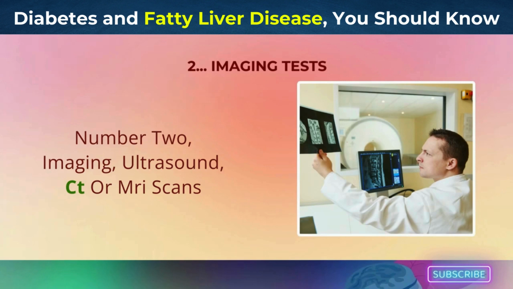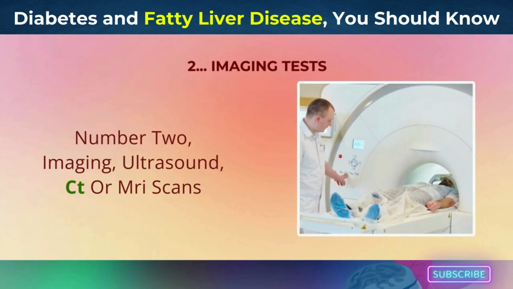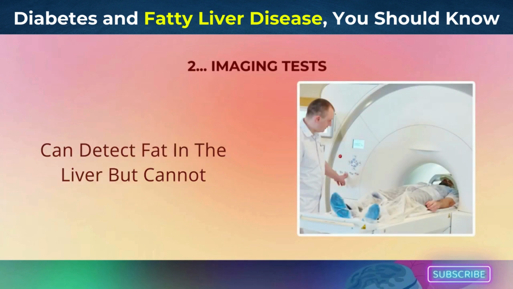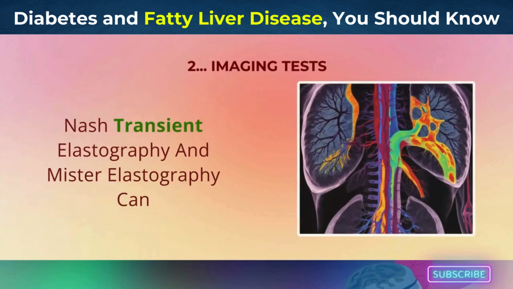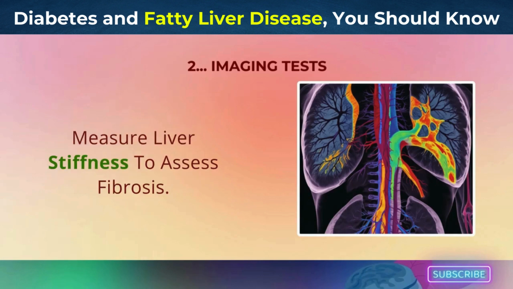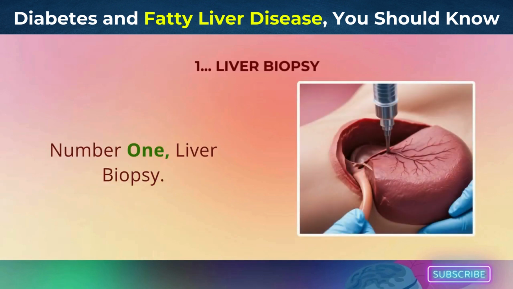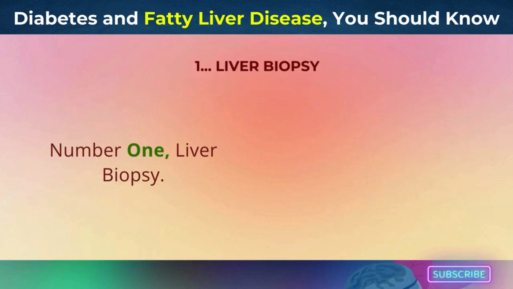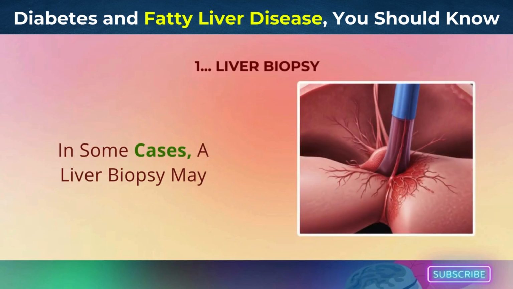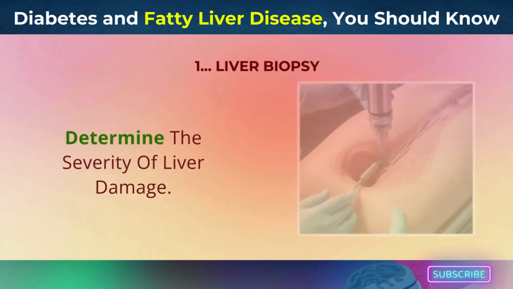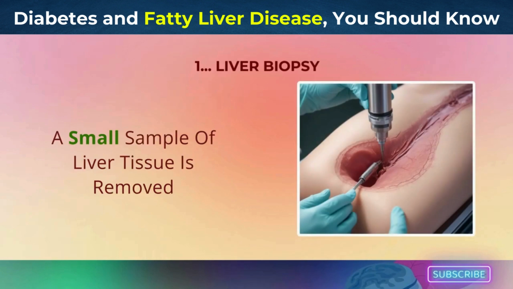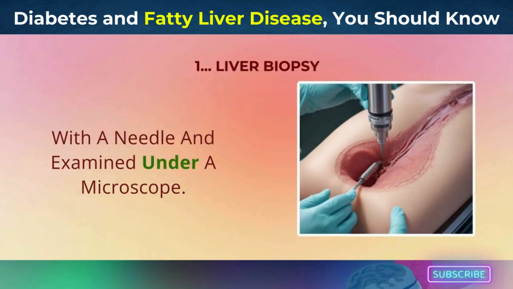Number 2. Imaging tests. Ultrasound, CT, or MRI scans can detect fat in the liver, but cannot distinguish between simple fatty liver and non-alcoholic steatohepatitis, NASH. Transient elastography and MR elastography can measure liver stiffness to assess fibrosis. Number 1. Liver biopsy. In some cases, a liver biopsy may be needed to confirm the diagnosis and determine the severity of liver damage. A small sample of liver tissue is removed with a needle and examined under a microscope.